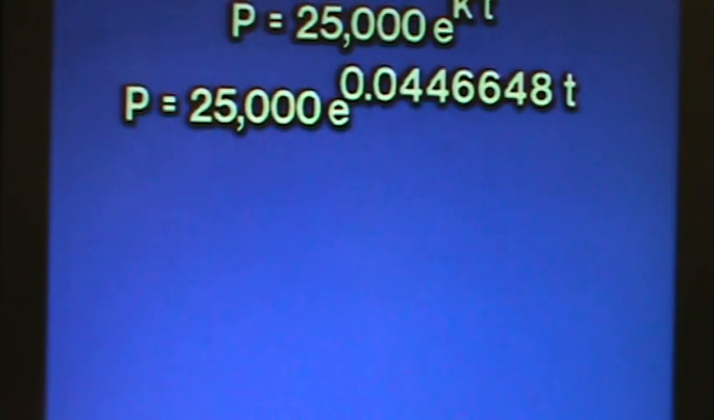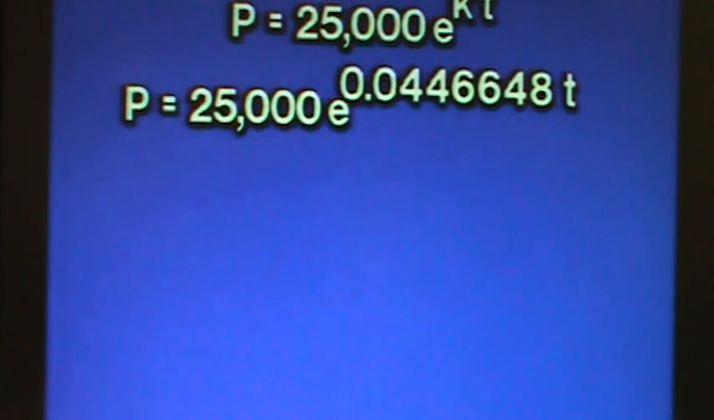Now notice with this relationship, we can find the population given any amount of time after the year 1990. Or on the other hand, we could find the amount of time that it takes for the population to reach a certain level above 25,000. In our problem, we're asked to find the population in the year 2010.